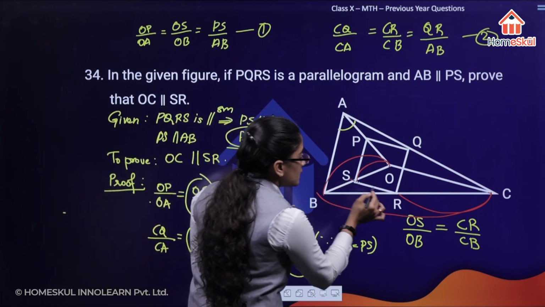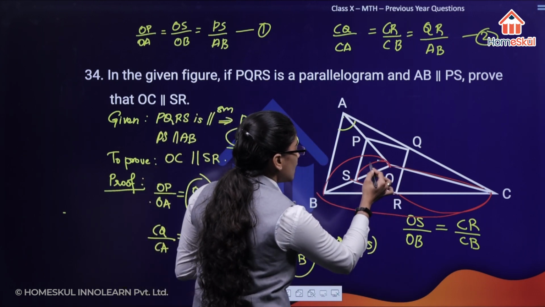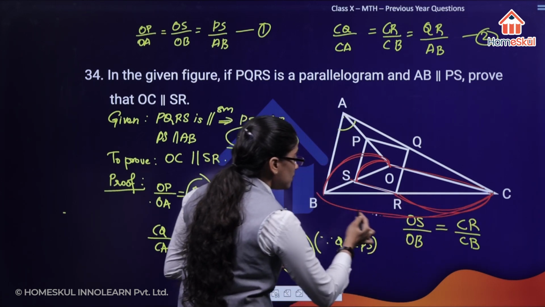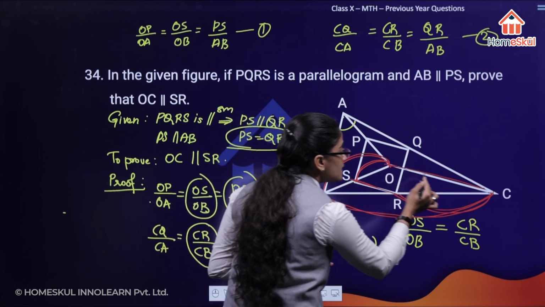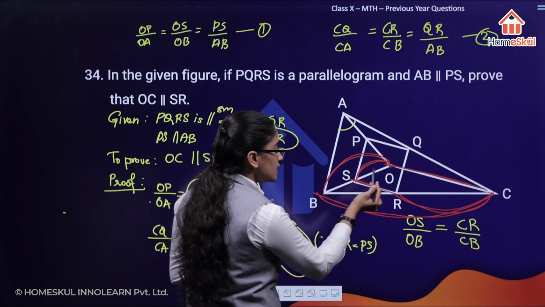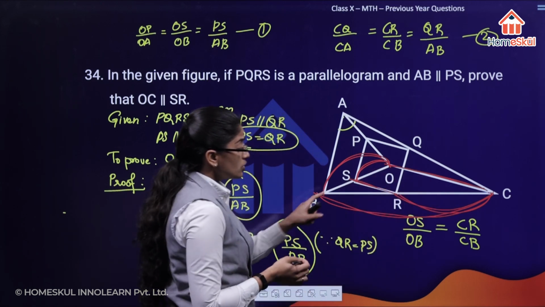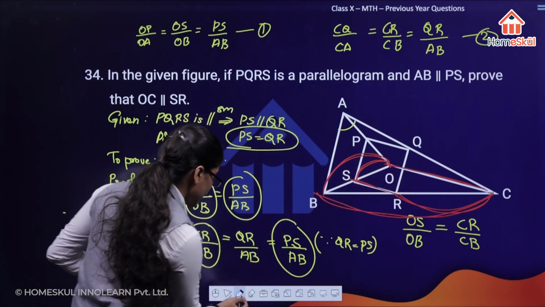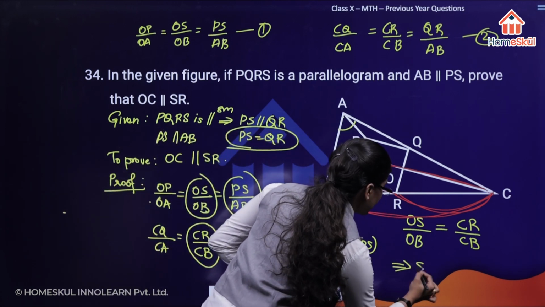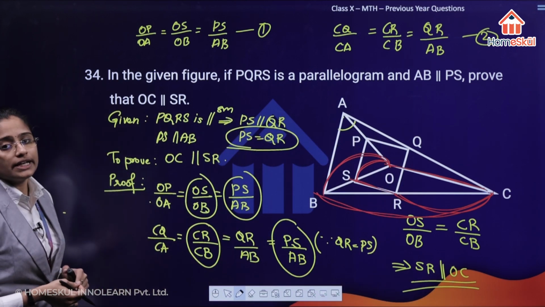Here, what we are getting? We could say that these two lines are parallel, isn't it? Converse of BPT. Here OS by OB is equal to CR by CB. There we could say that these two lines are parallel in the triangle BOC. There we could say that SR is parallel to OC. So there we could conclude that SR is parallel to OC. Hence the proof. Clear? Okay.